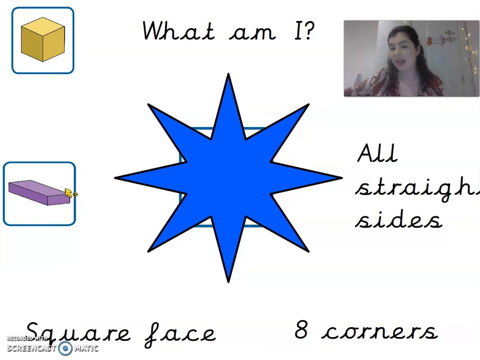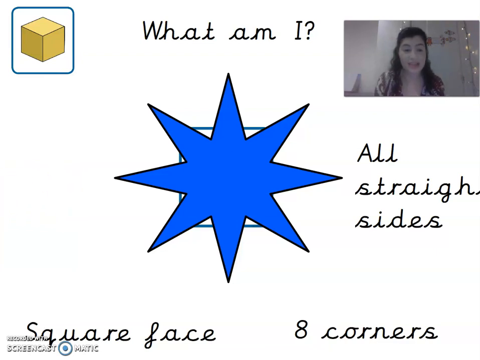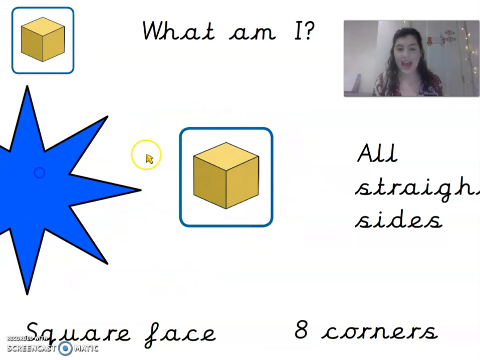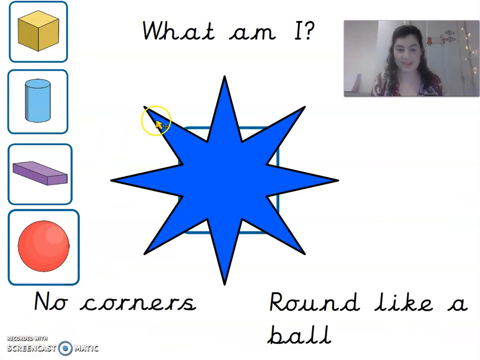Let's just have one more check. Our cuboid, what shape face does it have, the flat bit? Is it a square? It's a rectangle, isn't it? So it can't be the cuboid because that's got a rectangle face, which means it can only be the cube. Shall we see if we're right? Yay, we are right. It is a cube. Well done, everybody. Okay, we've got one more to do.